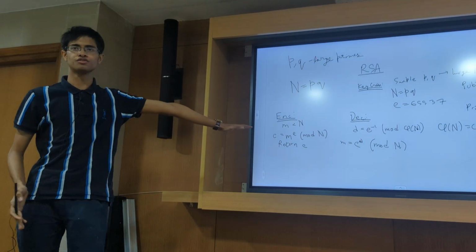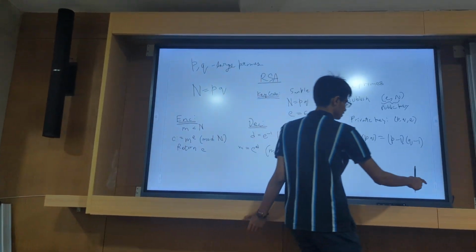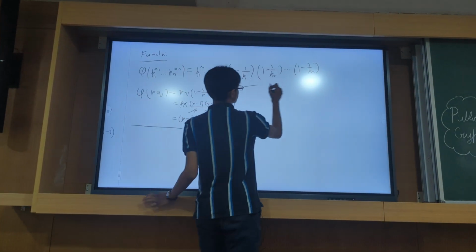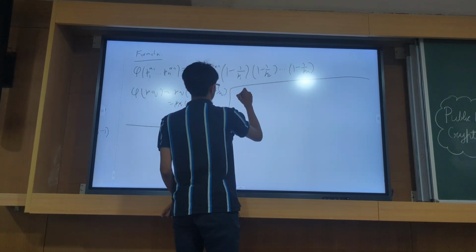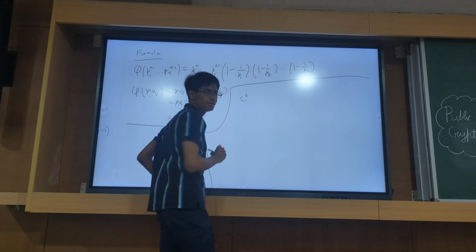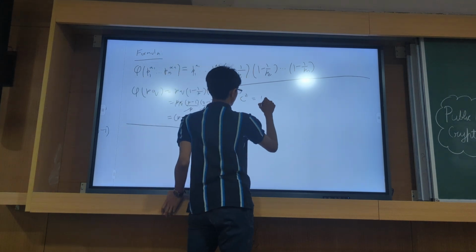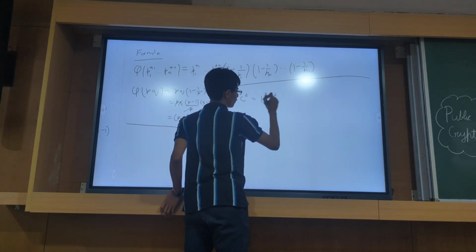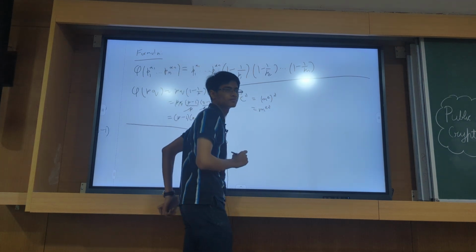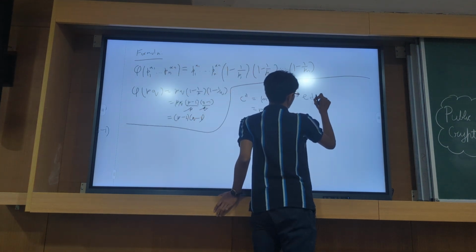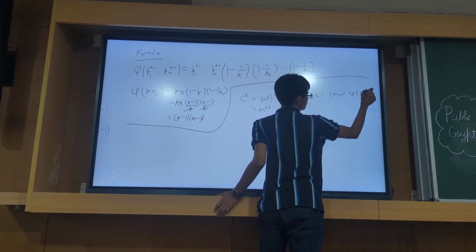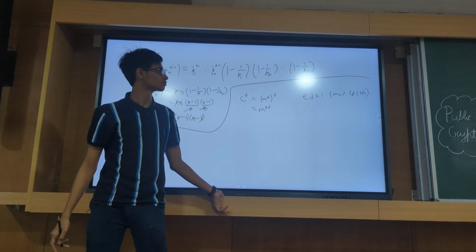And we now need to prove this, right? We need to prove that this is indeed the case. And why is this the case? Let's see. If you look at c to the power d, that is nothing but m to the power e to the power d, right? Which is m to the power ed. Now ed is congruent to 1 mod phi of n, right? Because d was e inverse mod phi of n.